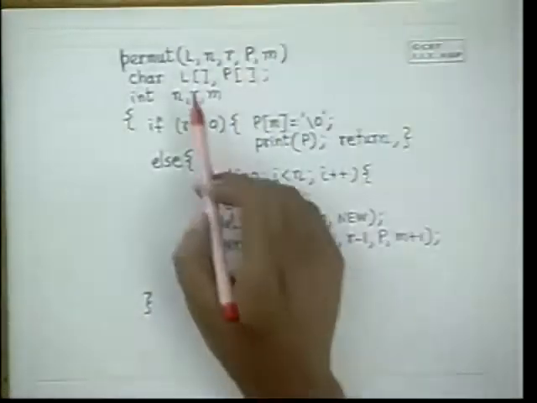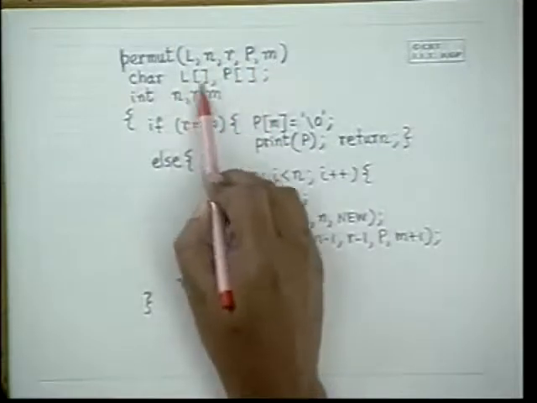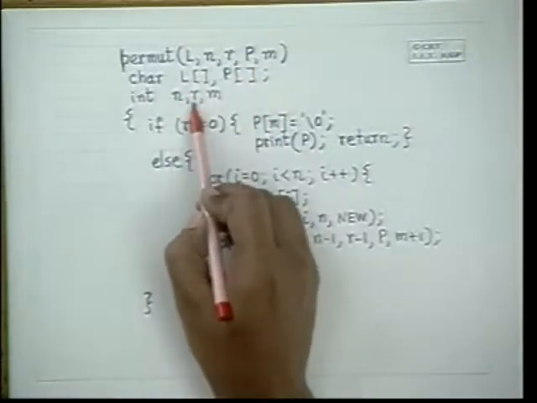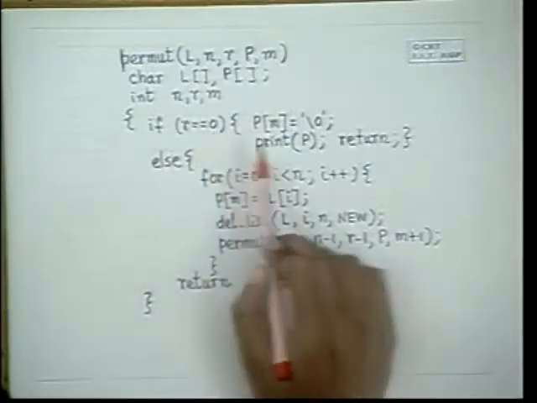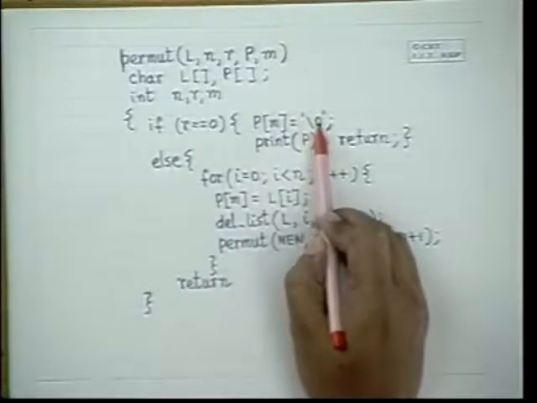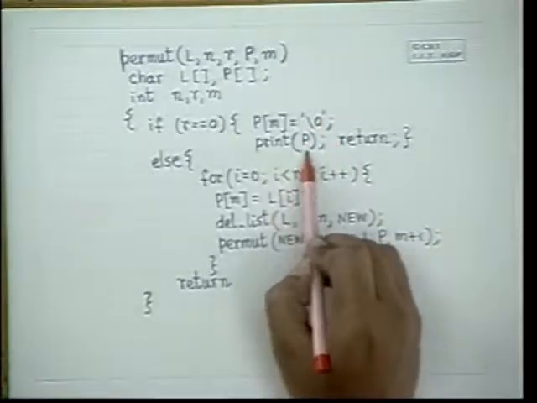So the program goes like this: permute L, N, R, P, M. L and P are two character strings. N, R and M are integers. If R is equal to 0, P[M] is set to \0 to end the string, print P in %s format, and return.